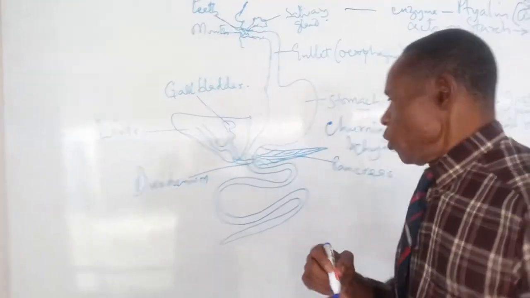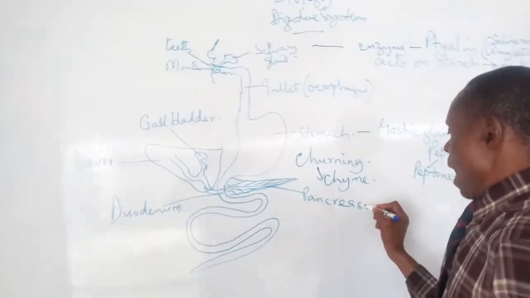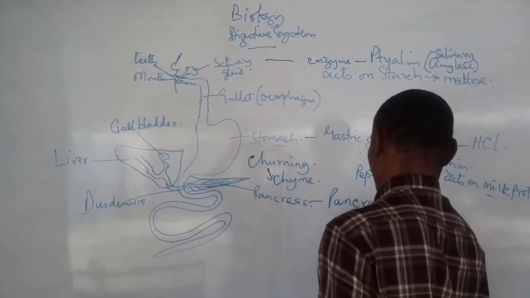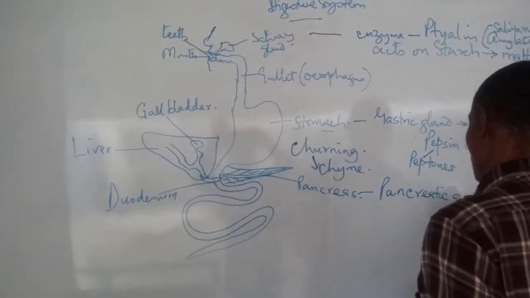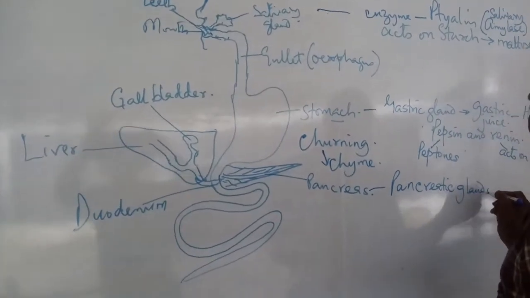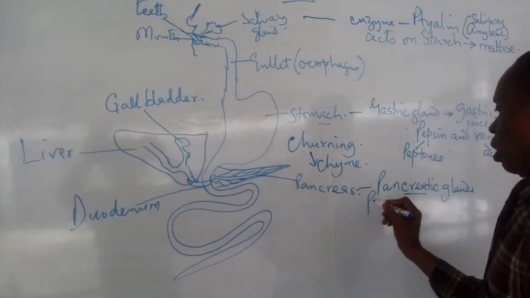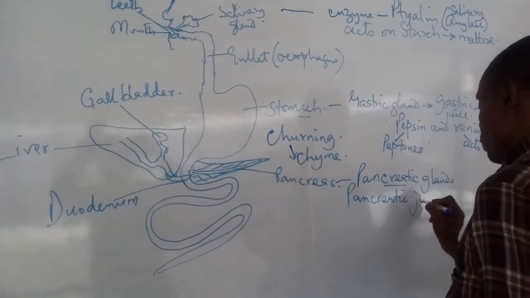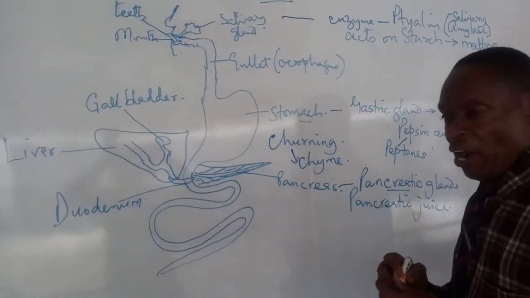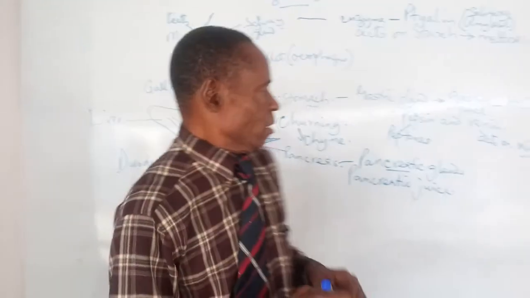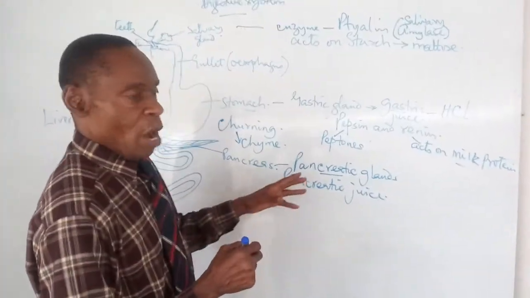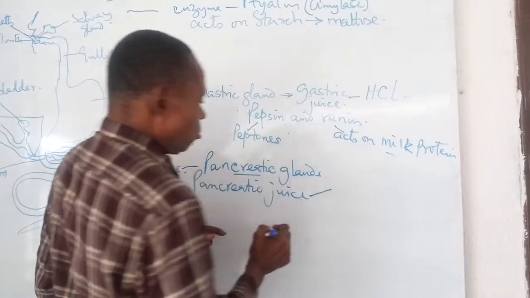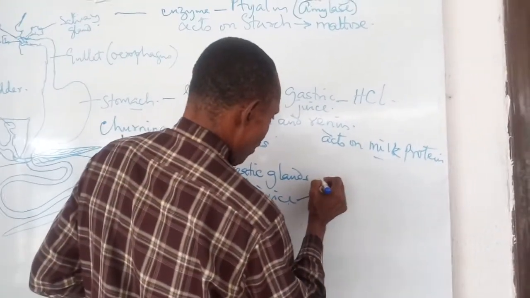So let's continue. The pancreas here has some glands, and these glands are known as the pancreatic glands, and the pancreatic glands here secrete what is known as the pancreatic juice. The pancreatic juice is very important, and it's alkaline. The medium is alkaline, and the pancreatic juice contains three major enzymes.